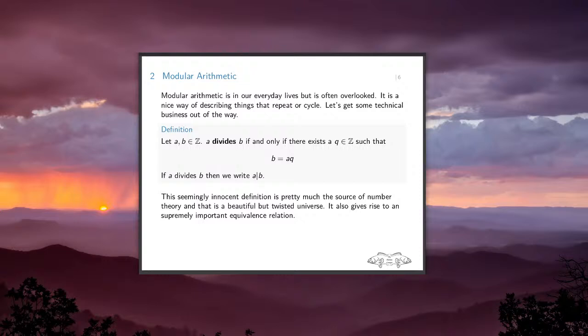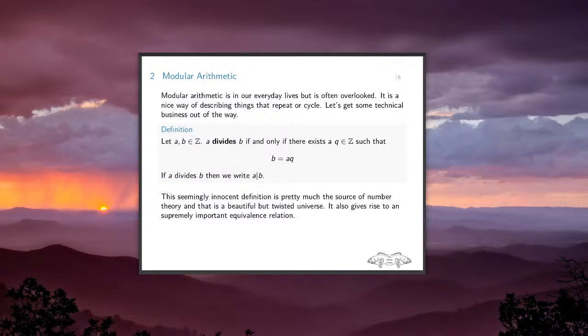Let's get some technical business out of the way first. We have to define a little number theory notion here. If we have two integers, a and b, we say that a divides b if and only if there is another integer, let's call it q, such that b equals a times q. This makes sense: b is the same as a times q, so you could divide by a and you would still get an integer, this integer q back.